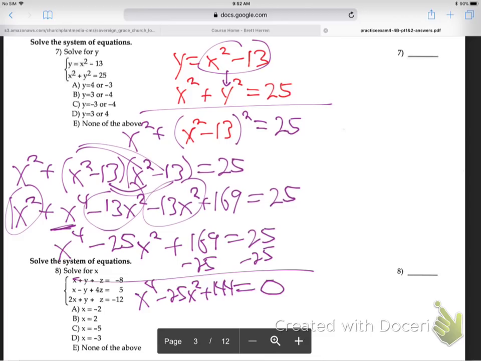Doing okay? You got to factor that now. So you got to say, what are two numbers that multiply to be 144 and add to be 25? So you got to take your calculator. Oh, you have no calculator on this part. Oh, this would be a hard one without a calculator, wouldn't it? Yeah, this would definitely be a hard one.